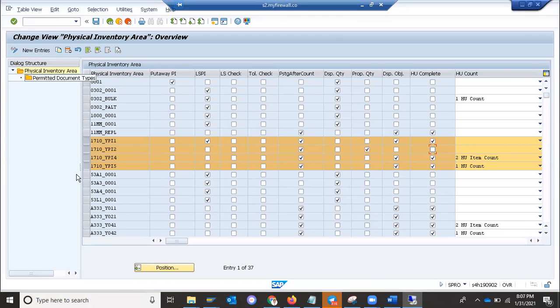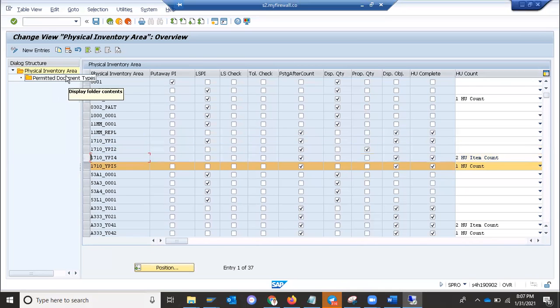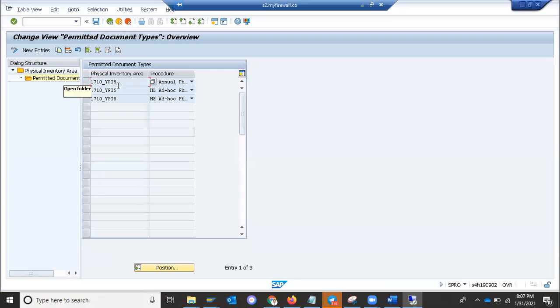And what will be the permissible document type? Let us suppose these are the permissible document types, meaning processes like annual physical inventory, ad hoc, or cycle count, right?